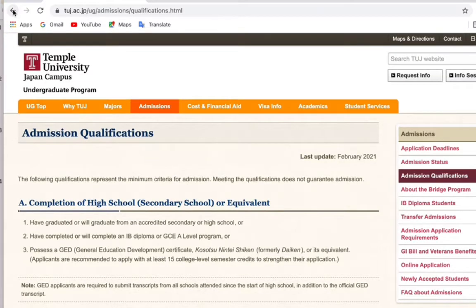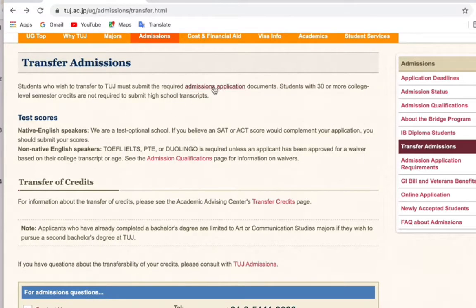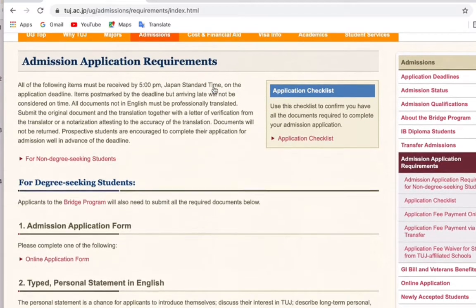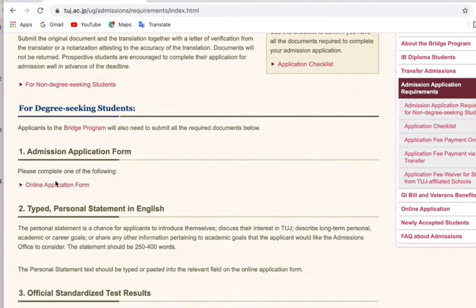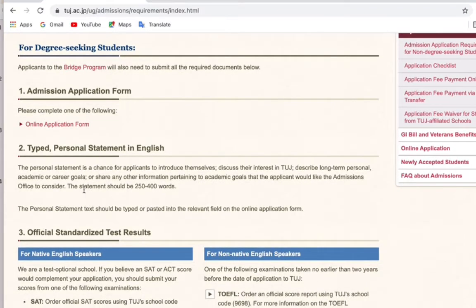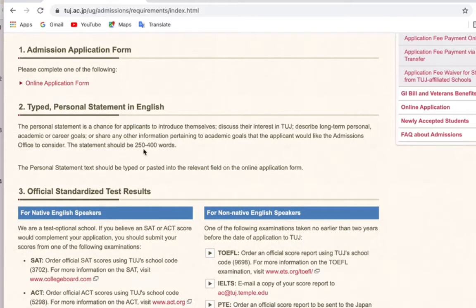So let's go back to this page, admissions application. You have to complete an online application form. You have to type a personalized statement in English or write an essay. It should be 250 to 400 words. It should describe your long-term personal, academic, or career goals, or share any other information pertaining to academic goals that the applicant would like the admissions office to consider. It should be typed or pasted into the relevant field.